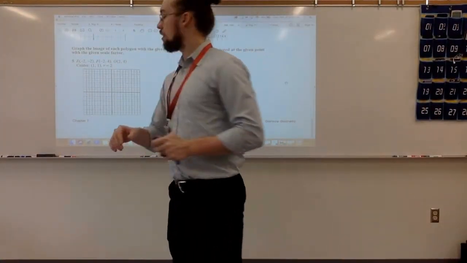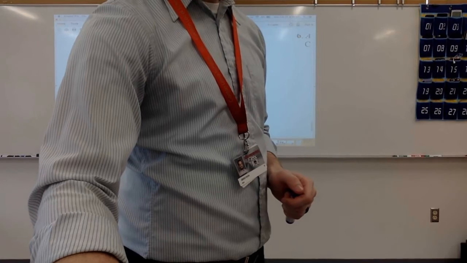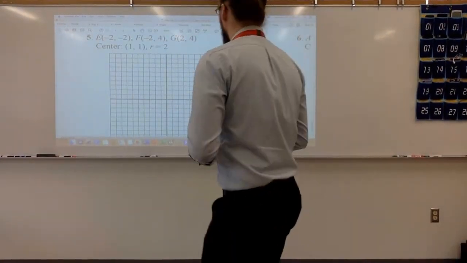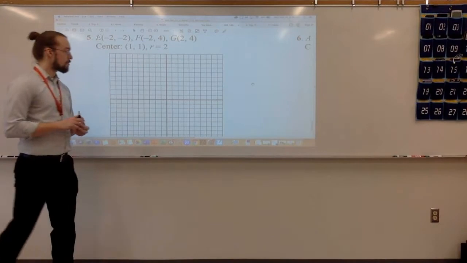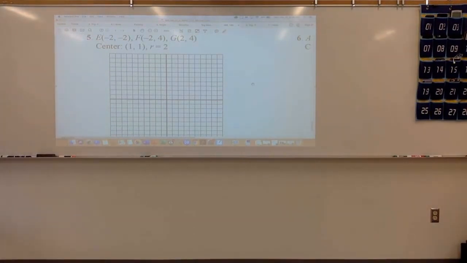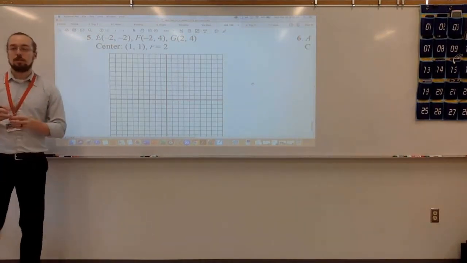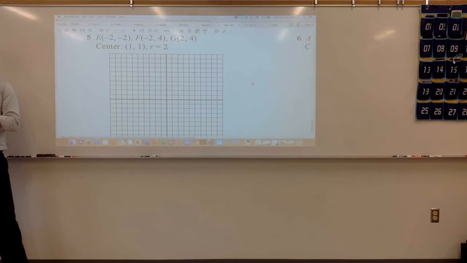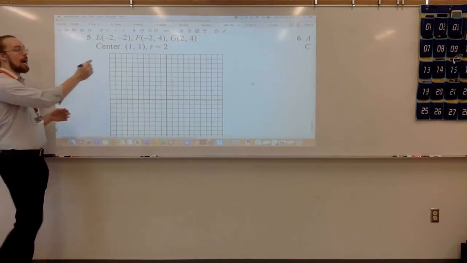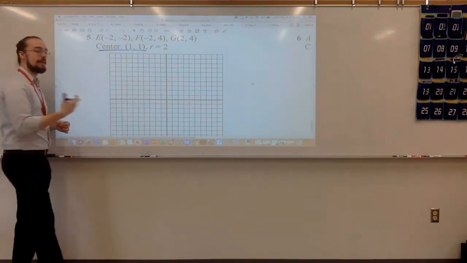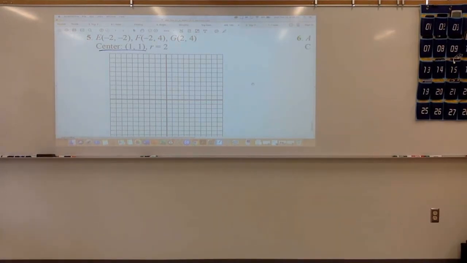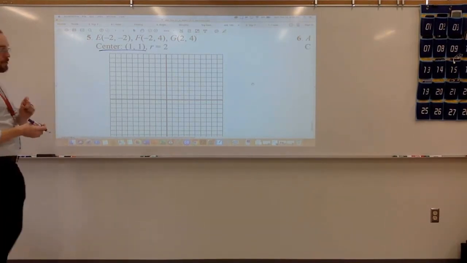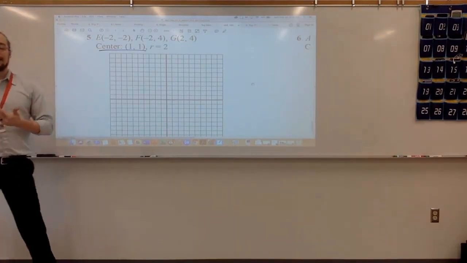So, I'm going to zoom in on one of these. So for both of these last 2 problems, our center is not at the origin. Okay, our center is not at the origin. So these problems are going to be slightly different.